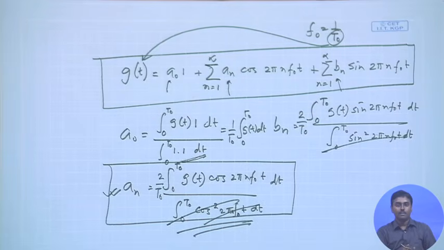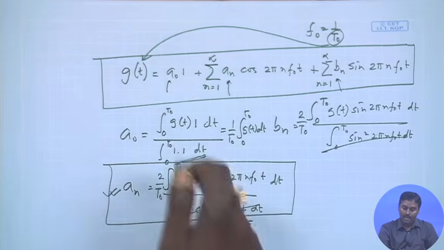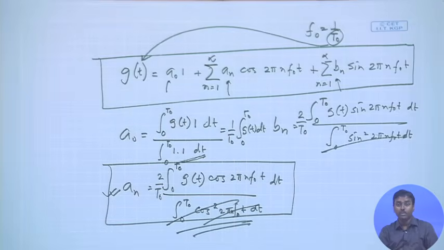So that is the famous Fourier series and the Fourier coefficient calculation, which we could now directly prove without any ambiguity. Is this very clear to everybody?